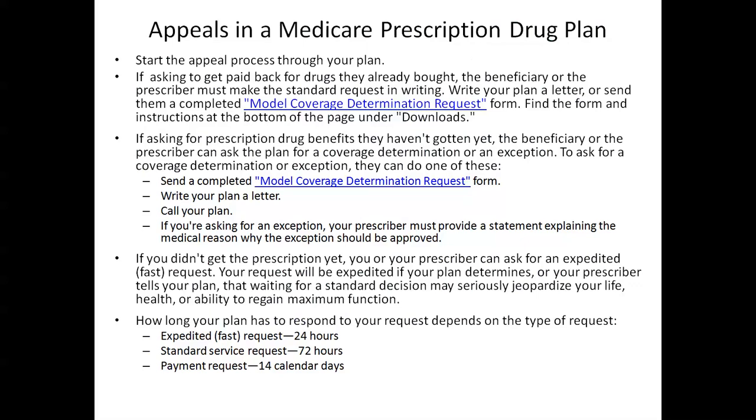So again, the doctor or the beneficiary has to complete that coverage determination request, write their plan a letter, or call your plan. If you're asking for an exemption, your prescriber must provide a statement explaining the medical reason why the exemption should be approved.